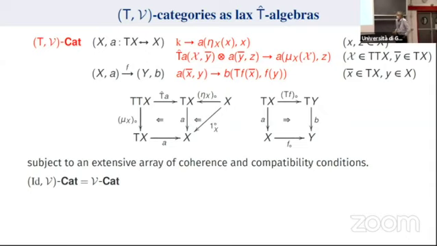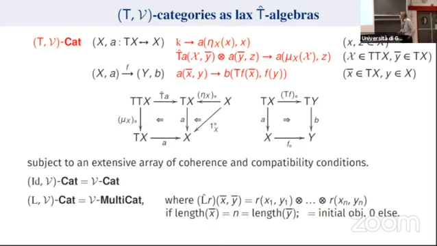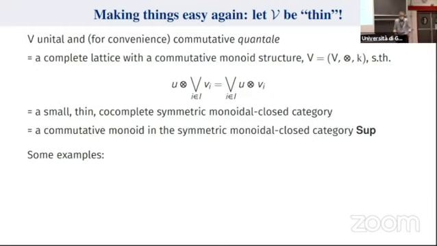The good news is, if T is the identity, then identity VCat is just VCat. If you take the list monad, you can put that into the Mat V environment, and you can talk about V-multicategories. You can think V equals Set. You can play this game even for the ultrafilter monad, and maybe I'll come back to this a little later.